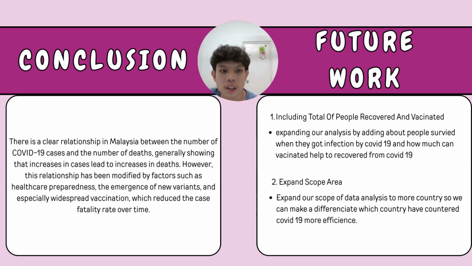So for the conclusion, there is a clear relationship in Malaysia between the number of COVID-19 cases and the number of deaths, where as you can see, if the cases of COVID-19 increase, the number of deaths also increases. However, this relationship has been modified by factors such as healthcare preparedness, the emergence of new variants, and widespread vaccination, which reduced the case fatality rate over time.